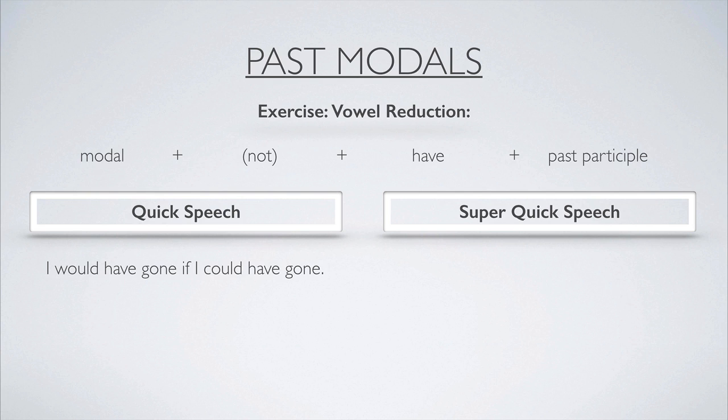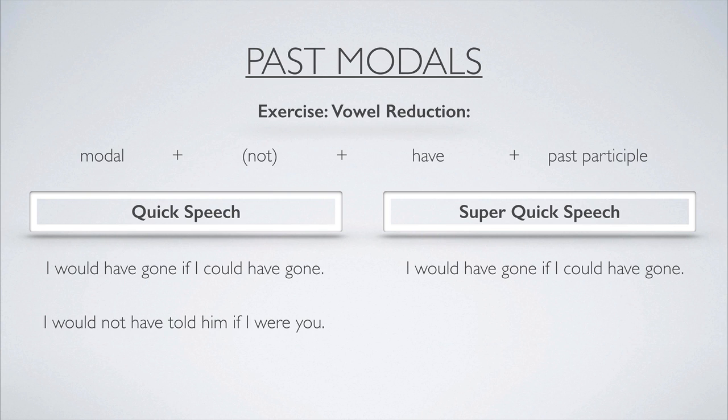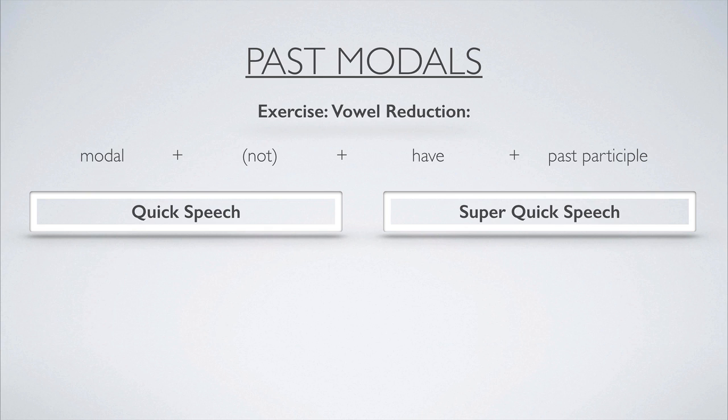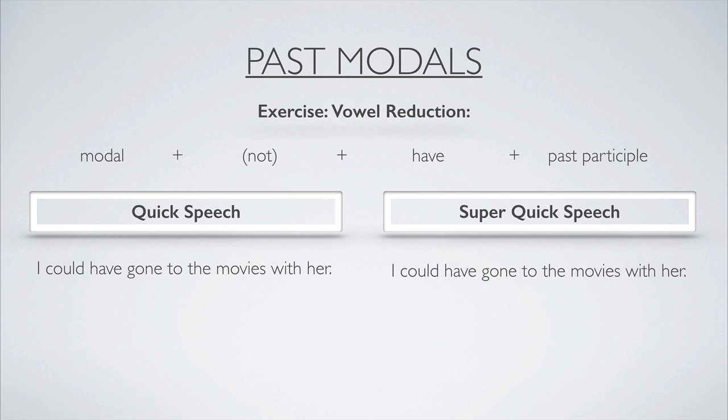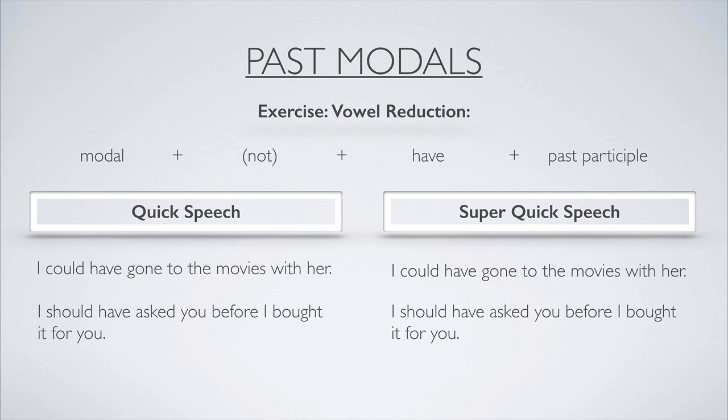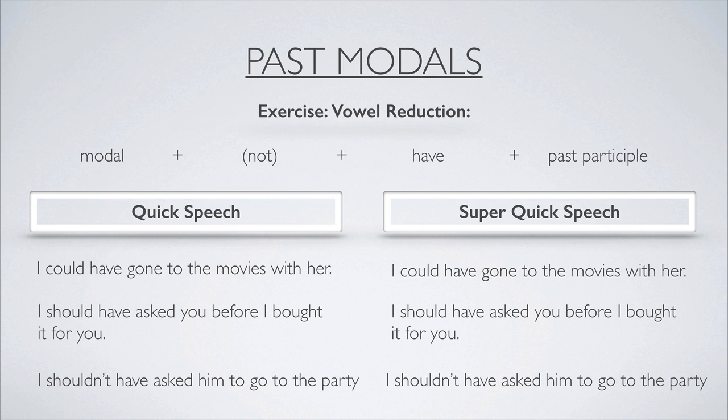I would have gone if I could have gone. I wouldn't have told him if I were you. I could have gone to the movies with her. I should have asked you before I bought it for you. I shouldn't have asked him to go to the party.